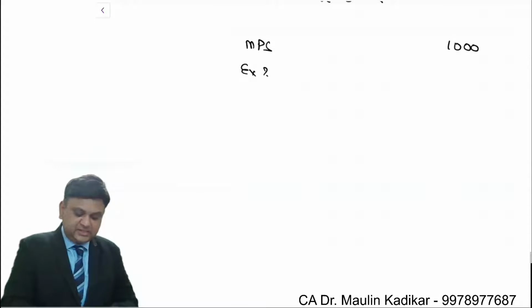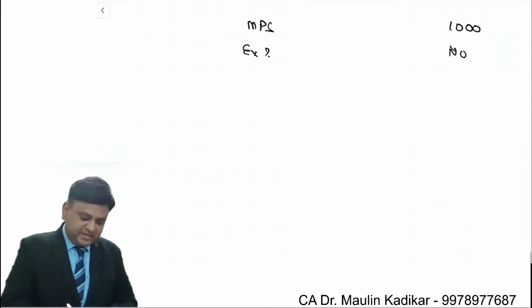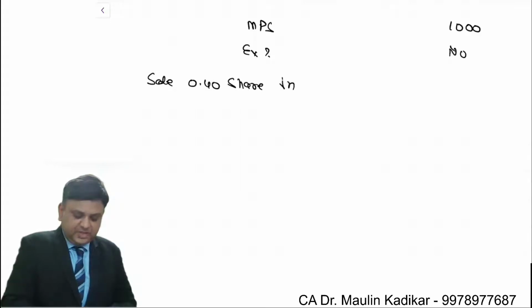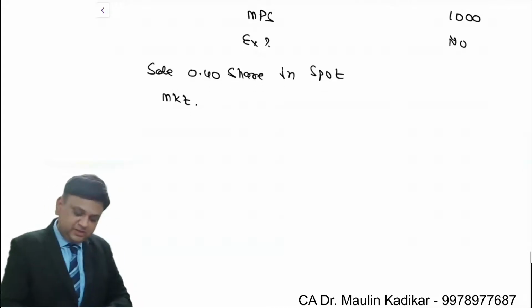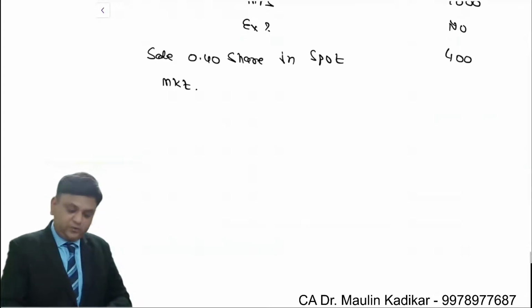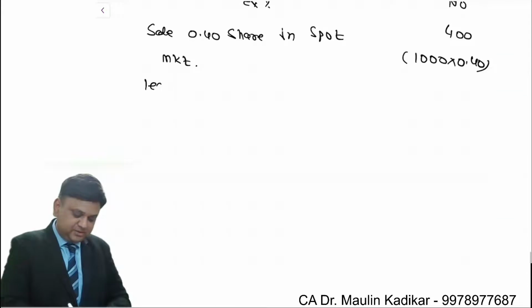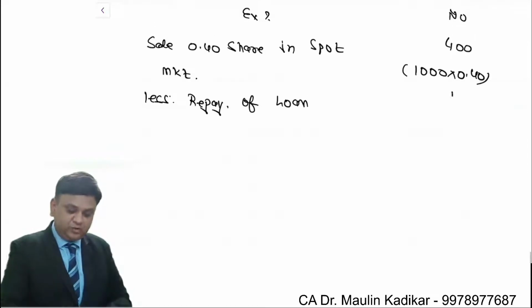Whether he will exercise his right? The answer is no, he will not exercise his right. Then in that case, sell 0.4 share in spot market. So what amount do we receive? We receive rupees 400. How is 400 calculated? 1000 into 0.4, less repayment of loan. What is the repayment of loan? 1.25Y, because 25% is the rate of interest.